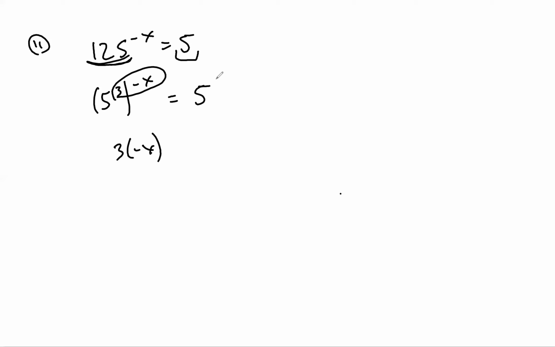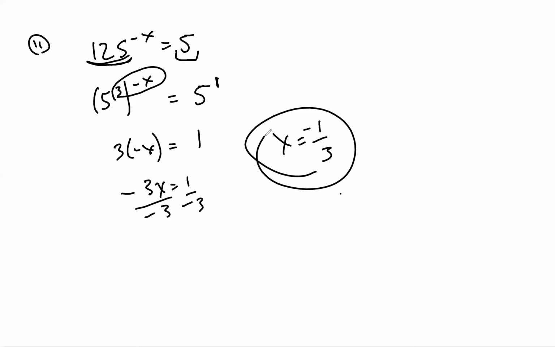Now over here, we mentioned this before. Anytime you just have a whole number, it's raised to the first power. And so this is going to become negative 3x equals 1. And I'm going to divide both sides by negative 3. And I'm going to get that x equals negative 1/3. Now I'm done.